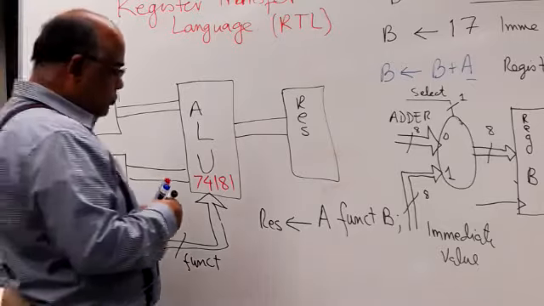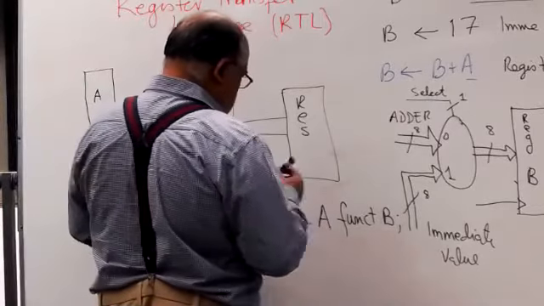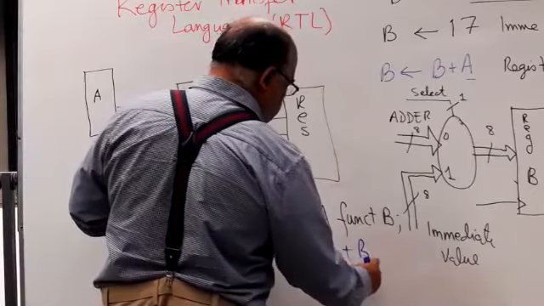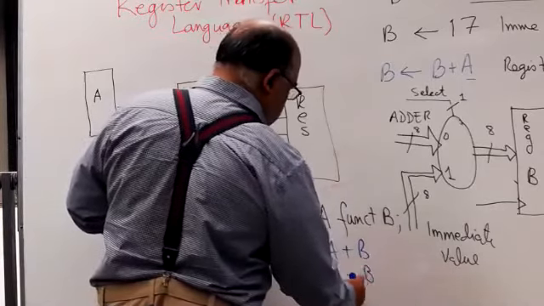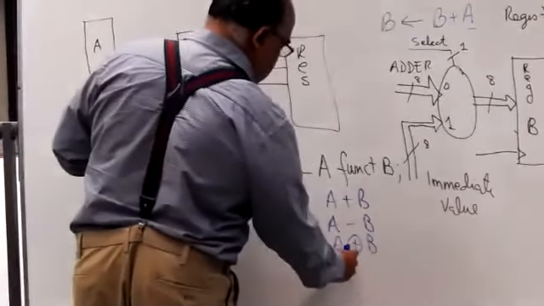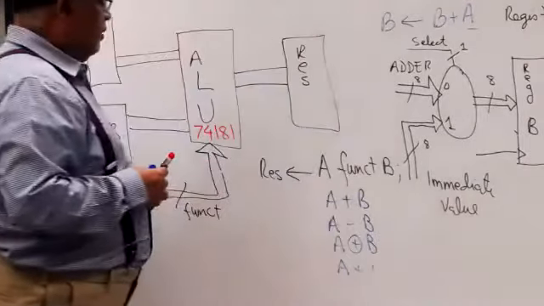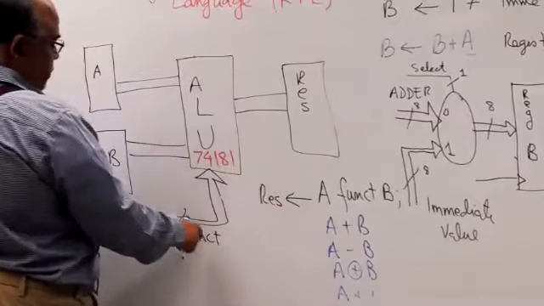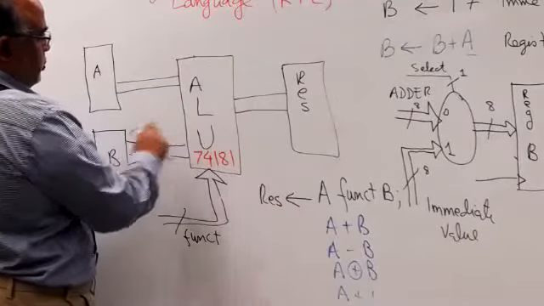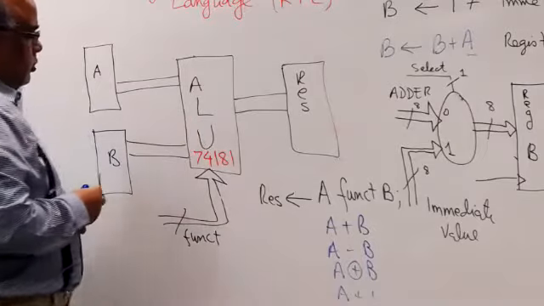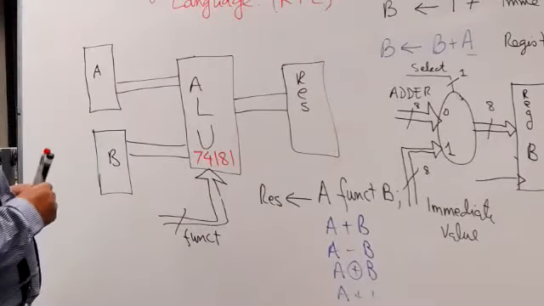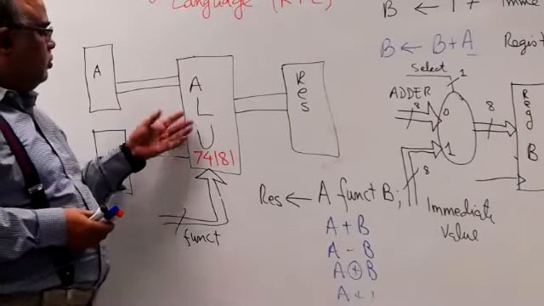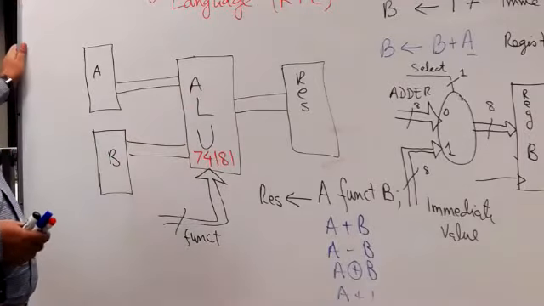So it can do A plus B, A minus B, A or B, inclusive or B, A plus 1. So there is a list of functions. One of these inputs, if it is 1, it will perform arithmetic operations. If that is 0, it will perform logic operations. So we'll talk about this, ये किस तरह से बनता है, using arithmetic unit and logic unit. How do you make ALU? I'll talk about that in the next class.